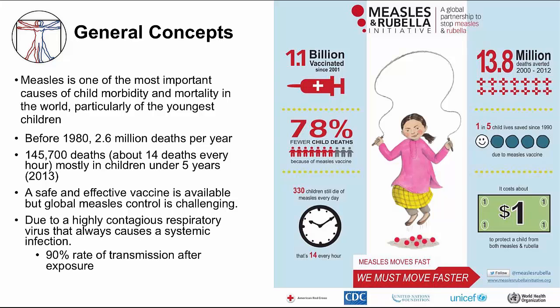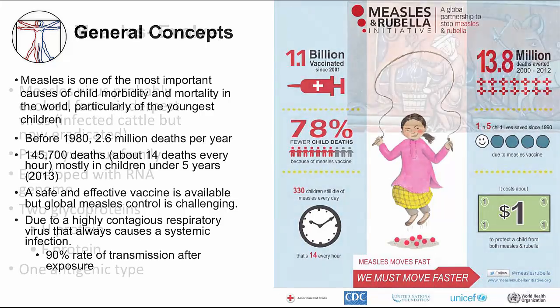Universal immunization is challenging because of logistical and financial issues in countries where measles is endemic and because of objections to measles immunization in countries where measles has been controlled. Immunization is the best strategy for measles control because there are no effective antiviral medications for treatment, and measles is a highly contagious virus. 9 out of 10 susceptible people exposed to a measles-infected person will develop measles.